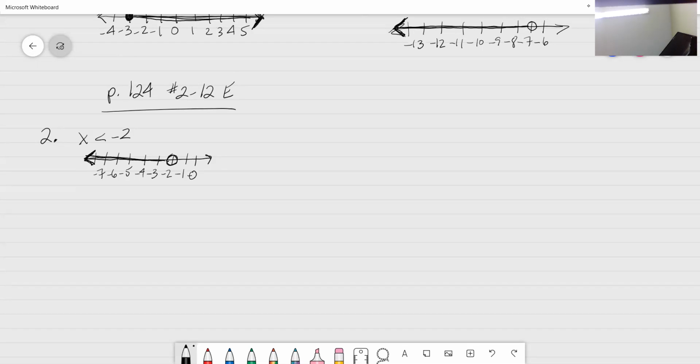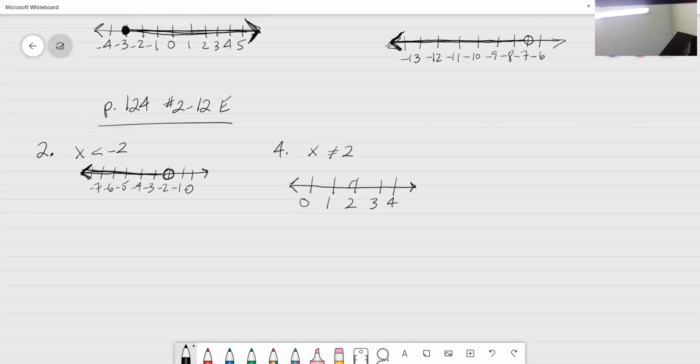All right, so number 4 gives us x is not equal to 2. So draw your little number line. We'll start with 0, 1, 2, 3, 4. All right, so it includes every number but 2. So again, your 2 needs to be an open circle. And then it's every number smaller and every number larger.